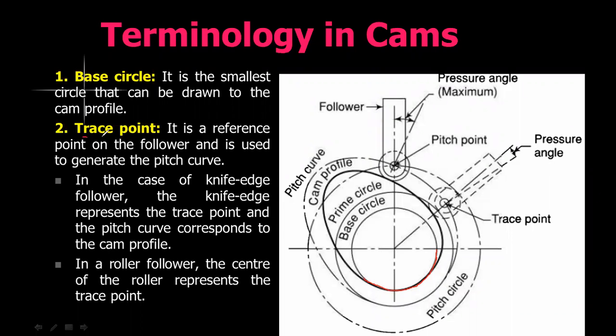The second important terminology is the trace point. The trace point is the reference point on the follower, and it is used to generate the pitch curve. Here you can see this is the trace point. In the case of a knife edge follower, the knife edge represents the trace point. If it is a roller follower, the center of the roller represents the trace point. Based on this trace point we will draw the pitch curve. That is the third important terminology.